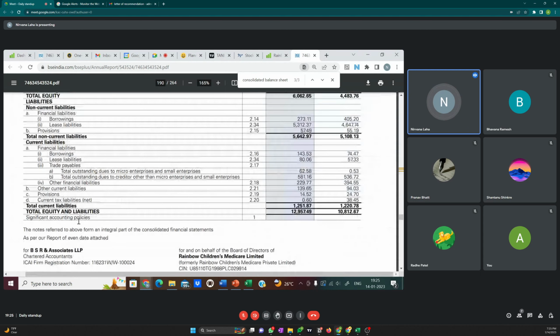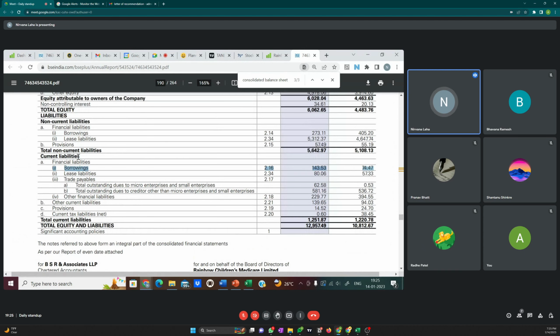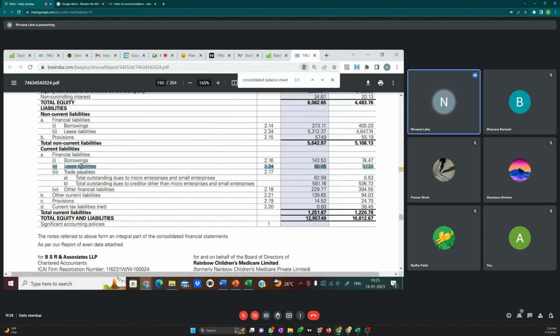Then come to current liabilities. So first is borrowings. This is the current part of the borrowing. I mean the installment that you have to pay back in this current year. Otherwise, the long-term borrowing is outside of current liabilities. Then you have lease liabilities. Can you guys tell me what lease liabilities is? What is a lease?